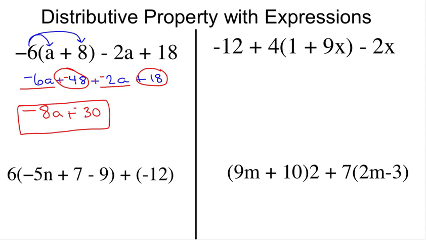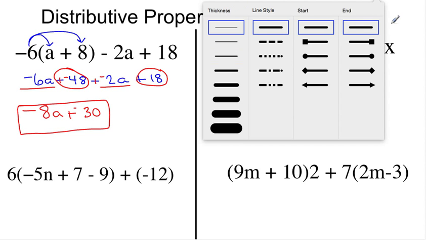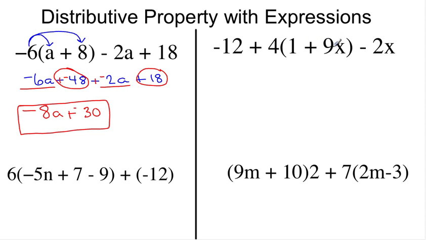All right, so let's look at this next problem. The next problem that we have, the distributive property is in the middle. So I need to rewrite the negative 12, but now the 4 is being multiplied out. 4 times 1 is 4. 4 times 9x is 36x. And then I just need to rewrite what's at the end here, minus 2x.